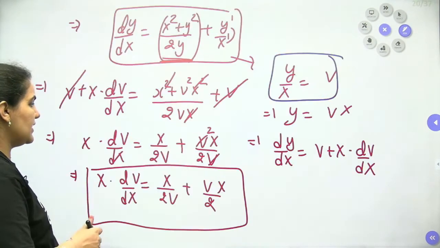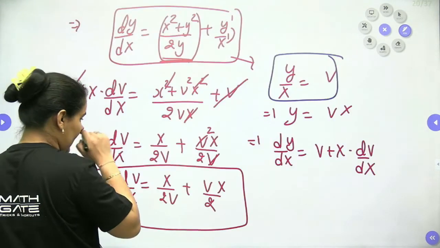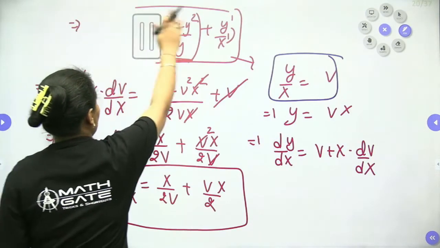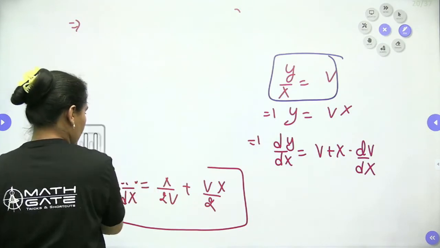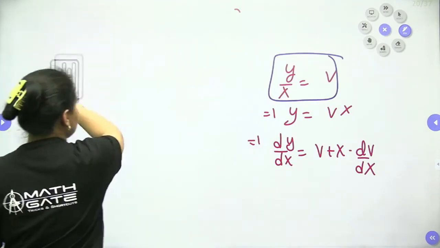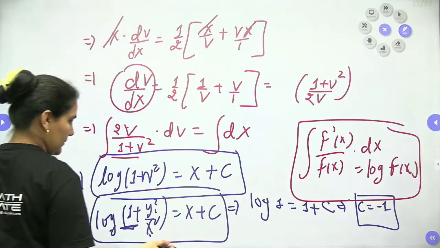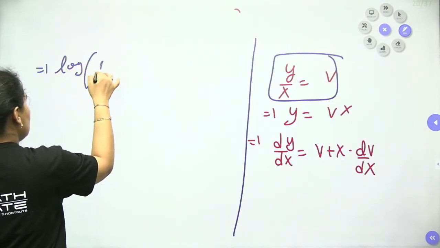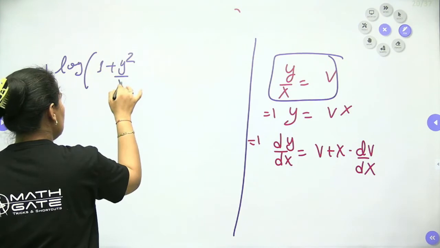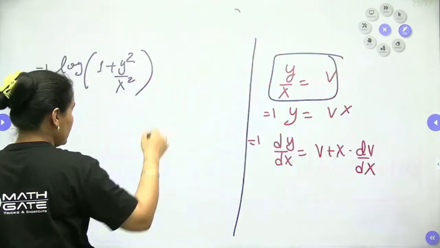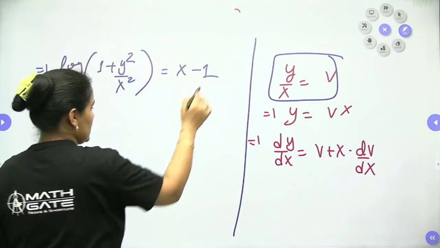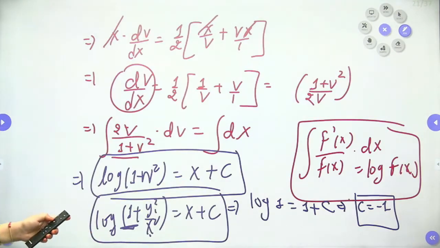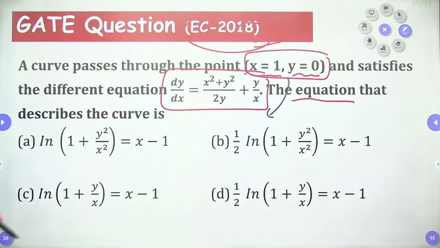So when you put c is equal to minus 1, let me show you what will be the answer. Let me write down here the answer. It will become log of 1 plus y square by x square is equal to x minus 1, because the value of c is equal to minus 1 only. So this will be my answer.